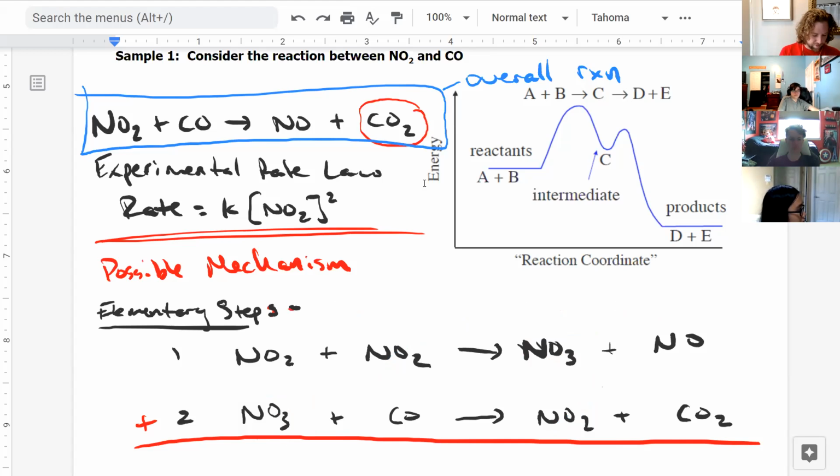Now, if I were to provide the information, and often this is provided to you, that the first step is very slow compared to the second step. So once NO3 forms, once nitrogen trioxide forms, it reacts very fast with carbon monoxide. And so essentially, the rate of the reaction depends on the weakest step or the slowest step.